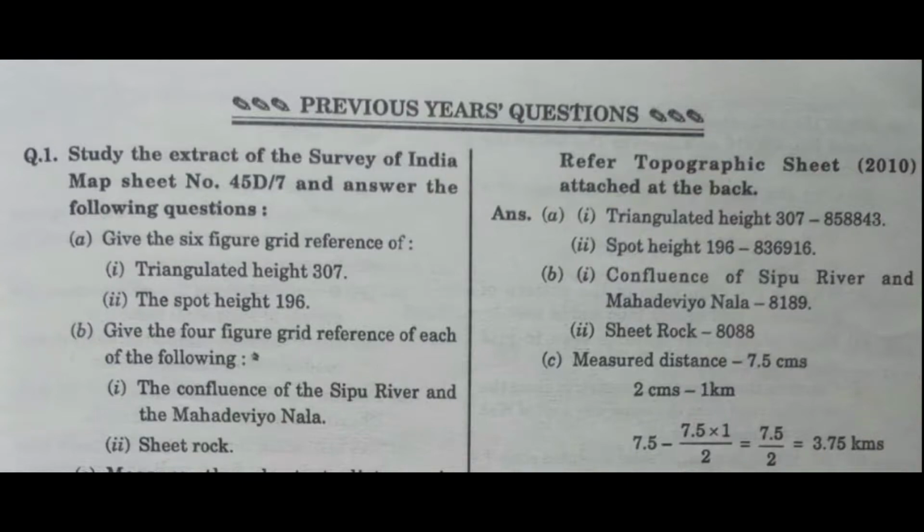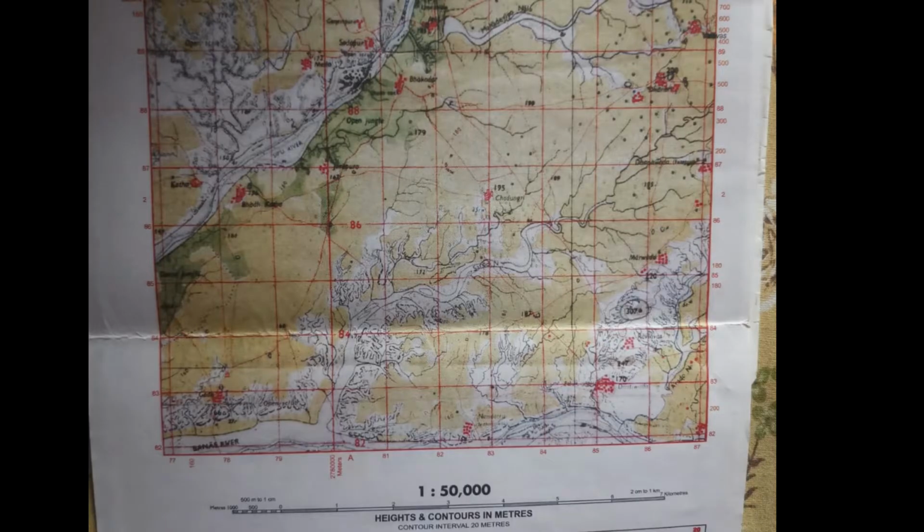Now we will check the map. Triangulated height 307. Okay, which is that? You can see here it is marked 307, isn't it? Here we have to find the grid reference. So this is the location. Here you can see 85 is the eastings. Then which is the northings? Northings it is 84. So 85 and 84 are the eastings and northings.